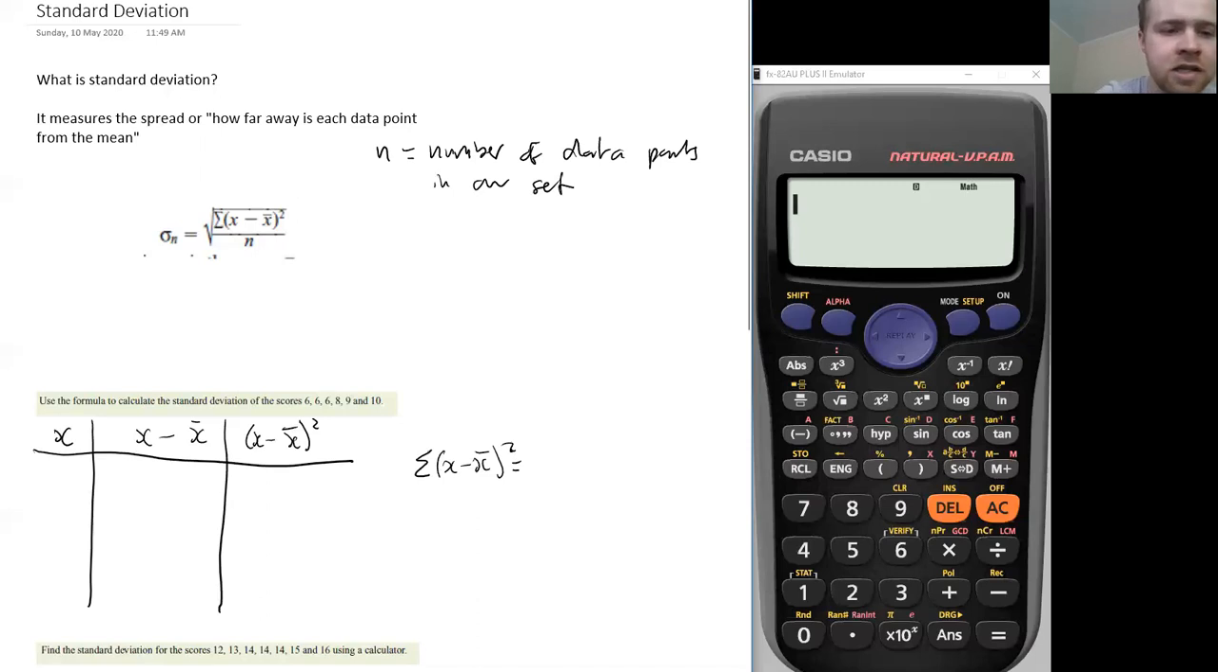Now, this little funky symbol on the left here is called sigma, and it's kind of like a little circle with a hat on top. We call it sigma. It's a Greek letter. It's the Greek letter that is our S, and it stands for standard deviation. So S for standard, except we're using the Greek letter sigma instead. Standard deviation, which is what we're looking at today.